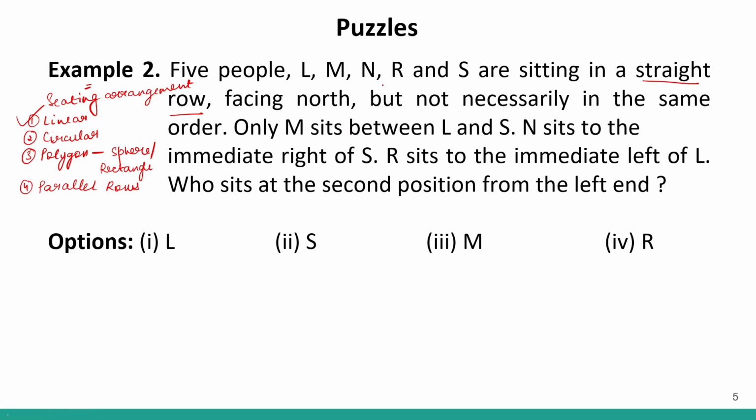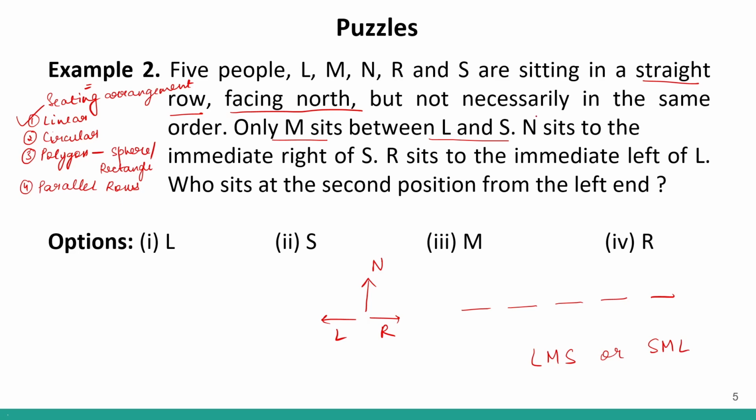There are 5 people, L, M, N, R and S, sitting in a straight row facing north, but not necessarily in the same order. So if they are facing north, they are facing this side. That means this will be their right side and this will be the left side, correct? And there are 5 people, so 1, 2, 3, 4, 5 positions we have. Now it is given to us that only M sits between L and S. So we will have two possibilities. Either we can have L, M, S, because M is sitting between L and S, or we can have S, M, L, because we don't know whether S is to the right of M or L is to the right of M. That is not given to us.